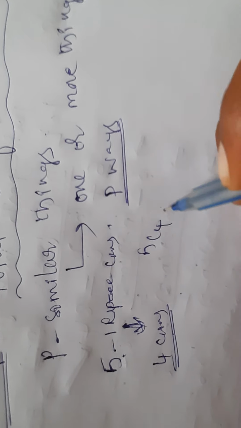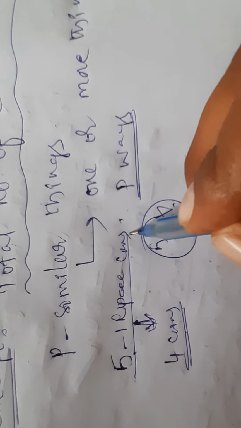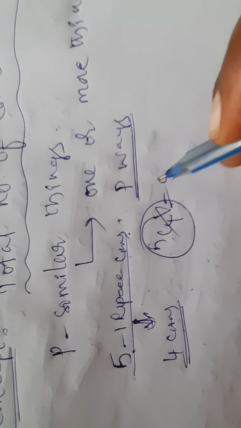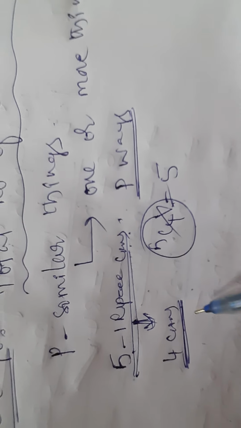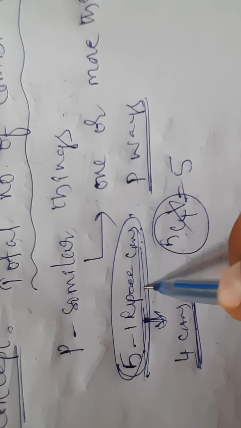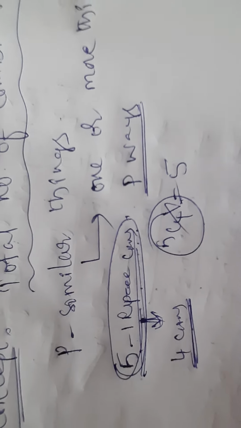Can I use 5C4? No, this is wrong. Why? Because all these are similar only. There is no 5C4. 5C4 means 5. Out of 5 1 rupee coins, can I select 4 1 rupee coins in 5 ways? No, that is one way only. Since they are similar, whenever the similarity is there, if you pick 4 coins, automatically you will get 4 1 rupee coins only.